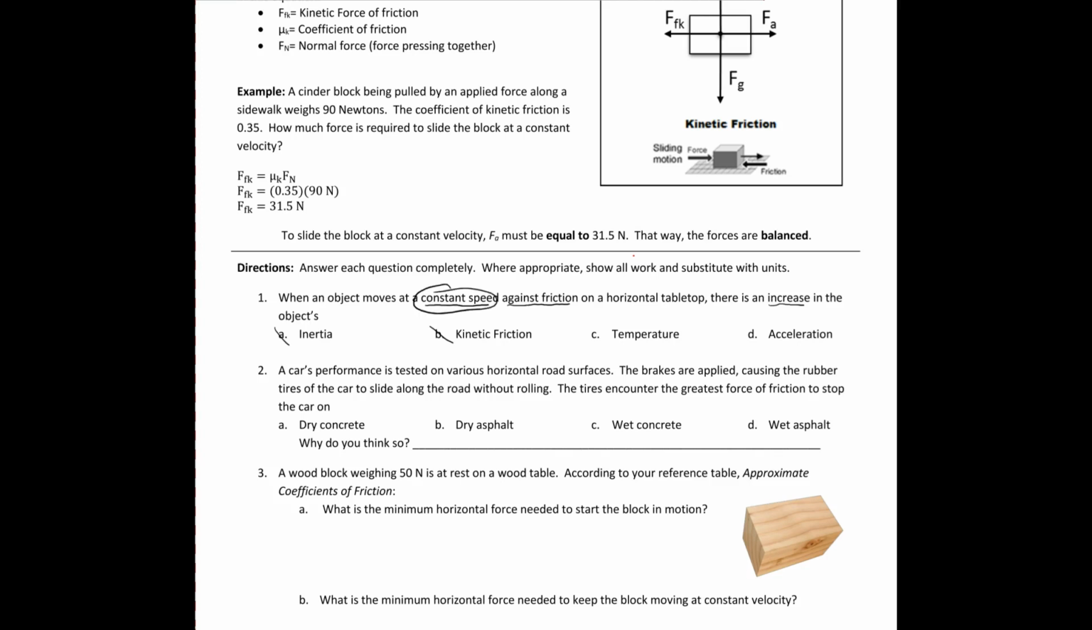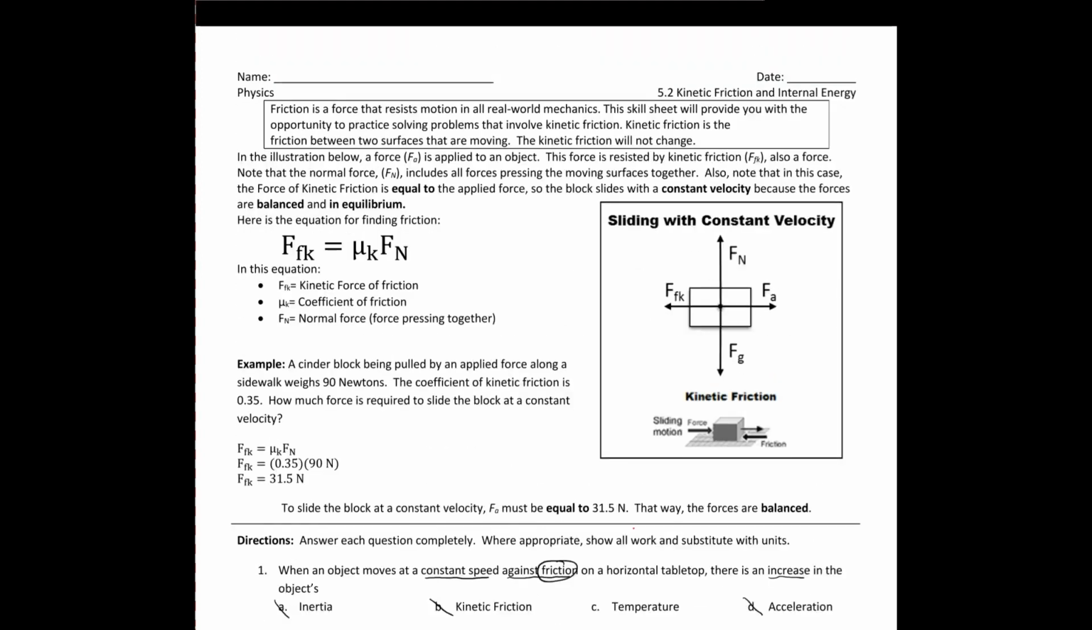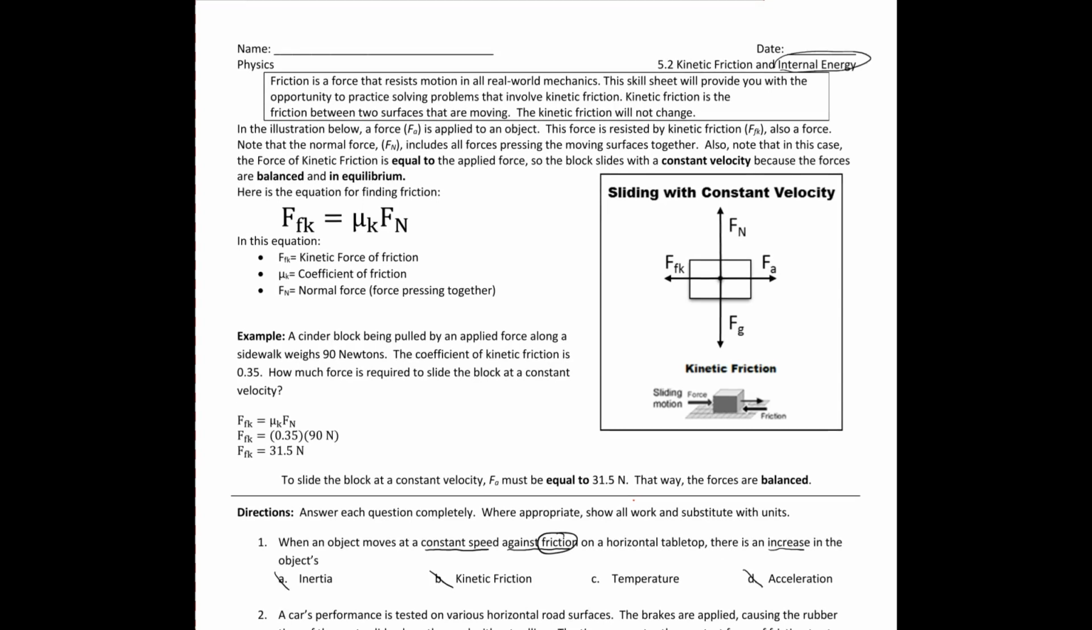Temperature or acceleration? Well, let's look at acceleration first. It's going at a constant speed. So is it accelerating? No. How could the temperature be increasing? What's happening here is since there is friction, there's an increase in internal energy. That's the second part, internal energy.